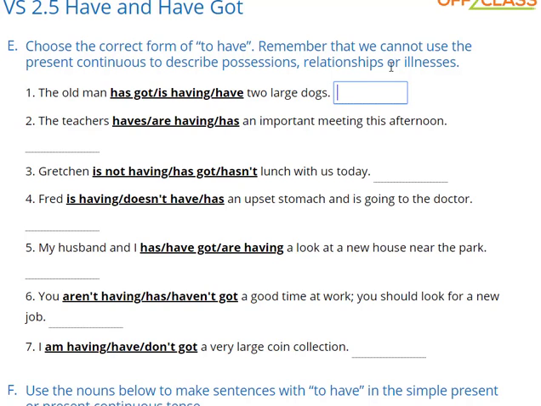The teacher has got, have, or are having an important meeting this afternoon. The teachers are having, so this is present continuous, remember what I said. If we haven't covered present continuous, you might want to go back and study present continuous tense, because the teachers are having an important meeting this afternoon. All right, that's it for the homework. Hope you guys see you.